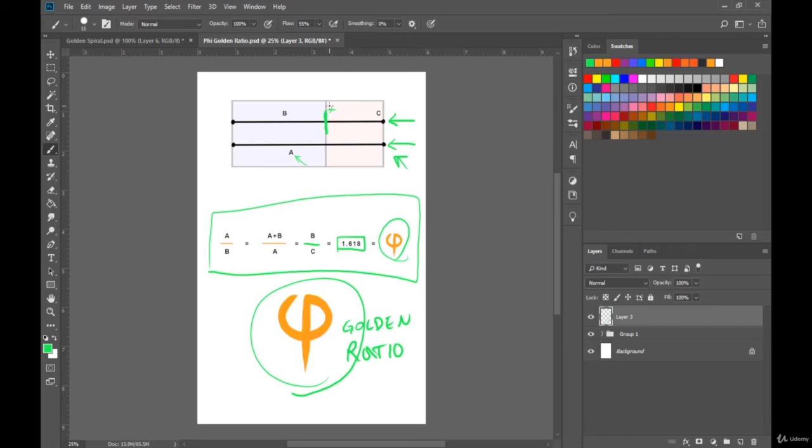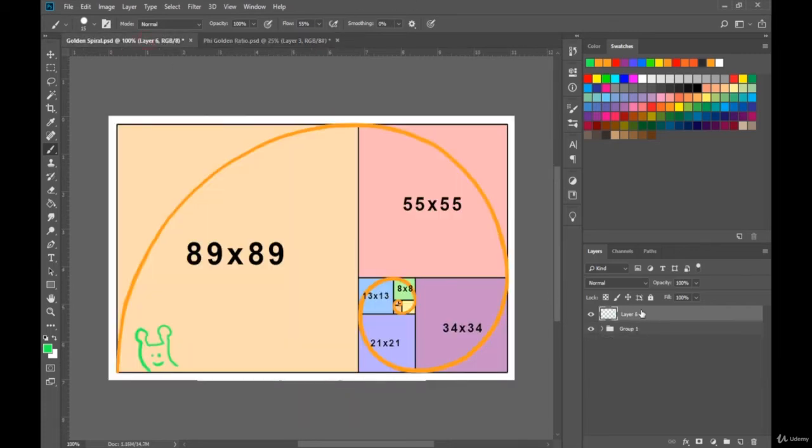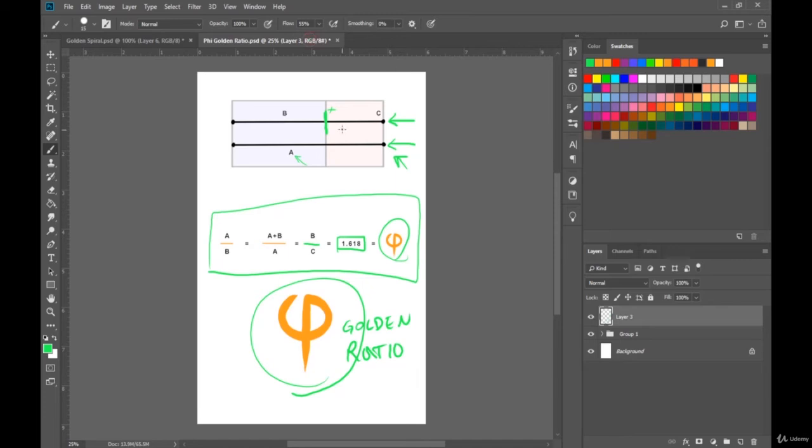If this division point is placed correctly, A divided by B also equals B divided by C, and there's only one point on that whole entire line that can provide that perfect ratio, and this is known as the golden ratio. So if we go back to our golden spiral here, we can start to put that together. You can see how this square here is divided just like that line here, how this is divided.